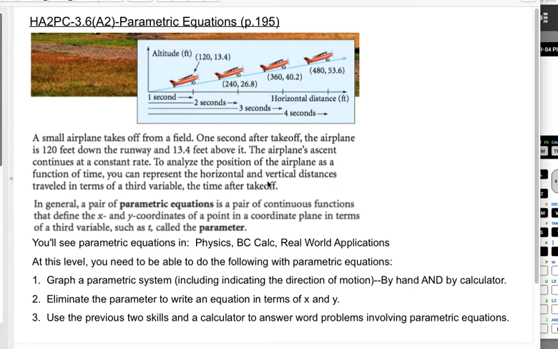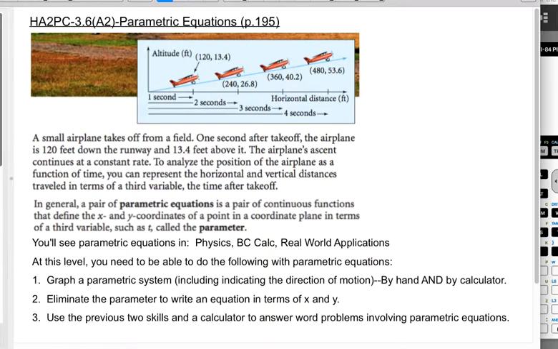All right, this is Honors Algebra 2 Pre-Calc. We are doing 3.6, which is the last section in Chapter 3 of Algebra 2. We're going to talk about parametric equations on page 195 of your textbook. And I've cut a little bit of that stuff out of the textbook so that we can talk about it directly without having to handwrite all of it again.